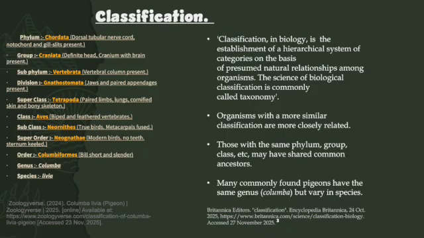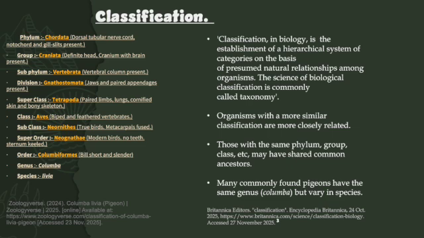Classification in biology is the establishment of a hierarchical system of categories on the basis of presumed natural relations among organisms. The science of biological classification is commonly called taxonomy. Organisms with a more similar classification are more closely related. Those with the same phylum, group, class, etc. may have shared common ancestors.